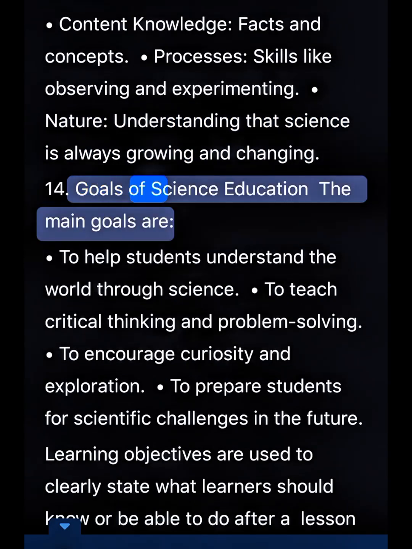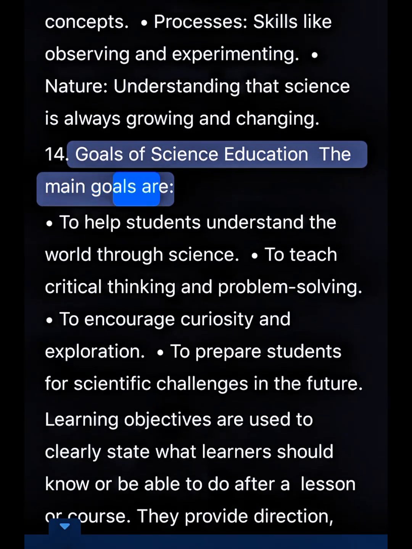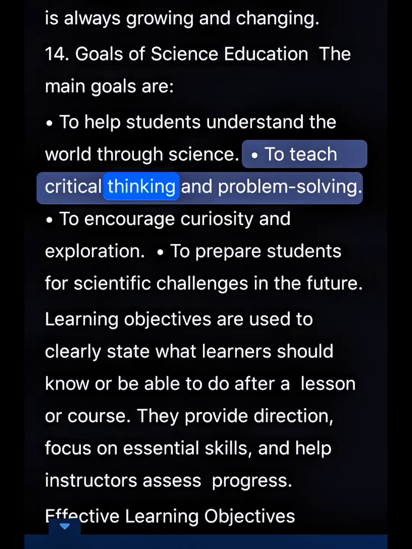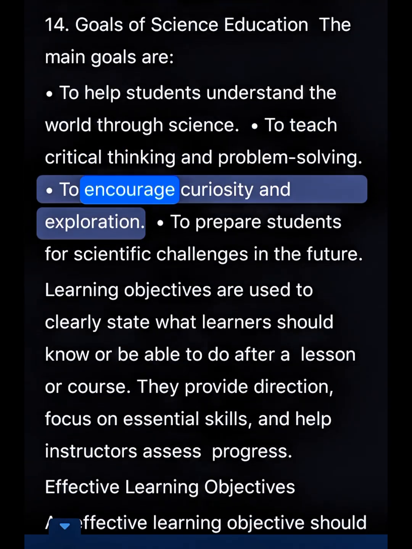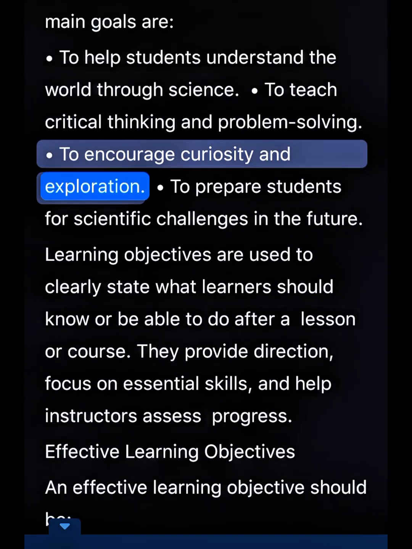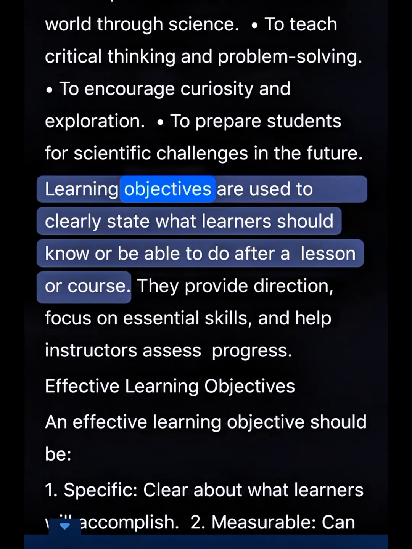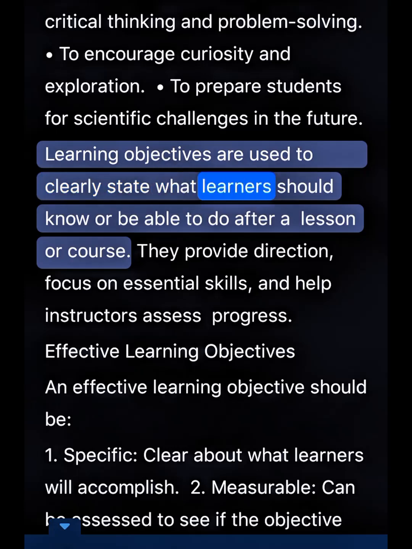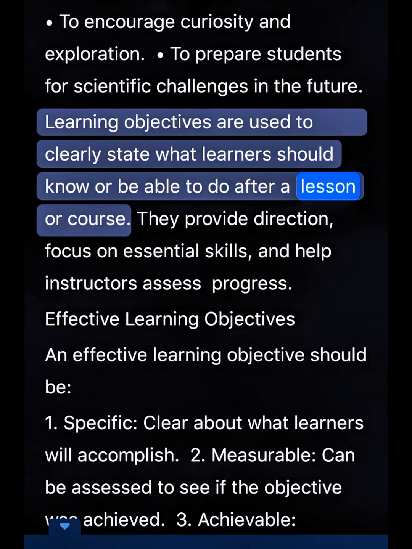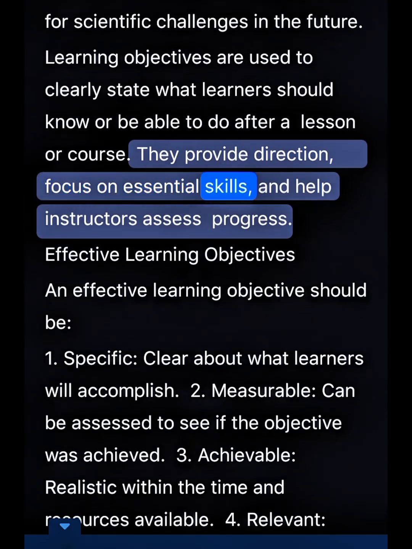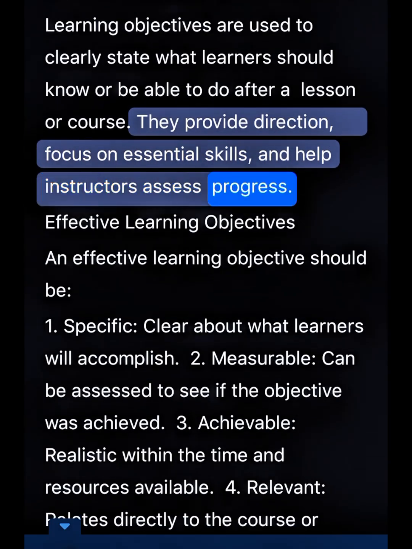14. Goals of science education. The main goals are to help students understand the world through science, to teach critical thinking and problem solving, to encourage curiosity and exploration, to prepare students for scientific challenges in the future. Learning objectives are used to clearly state what learners should know or be able to do after a lesson or course. They provide direction, focus on essential skills, and help instructors assess progress.